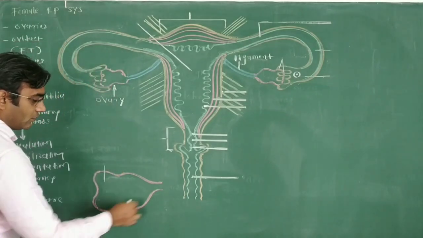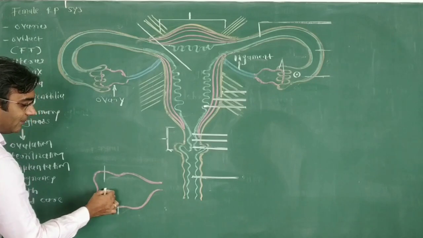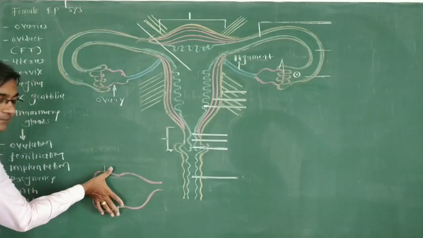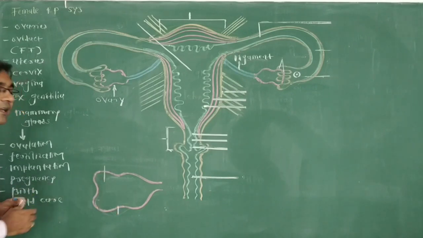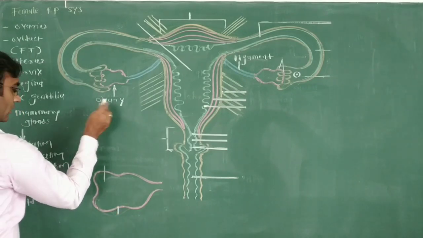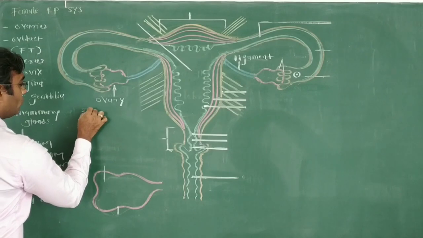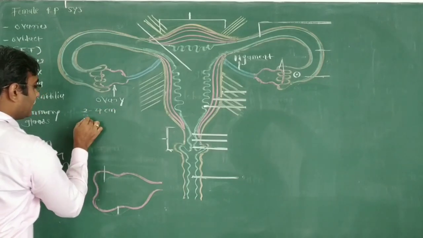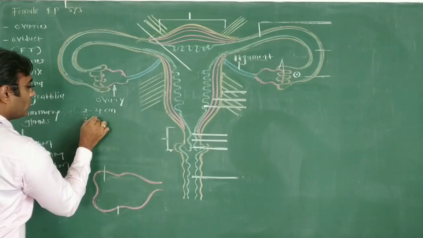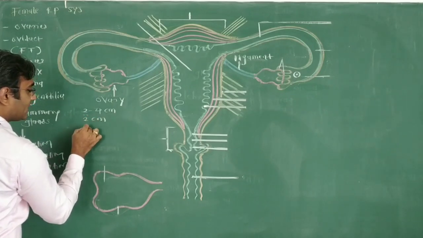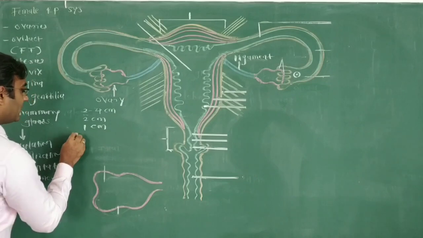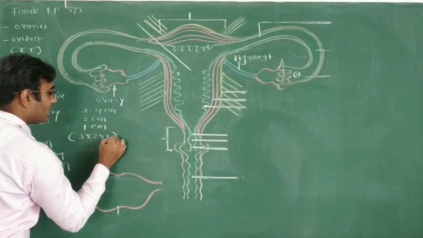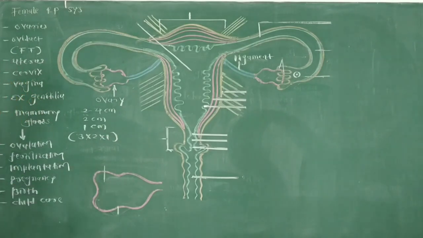Through the ligament, the ovary is attached to the uterus as well as the pelvic wall. What is the size of the ovary? It is 2 to 4 centimeters long, 2 centimeters broad and 1 centimeter thick. Generally 3 by 2 by 1 is the size of the ovary.